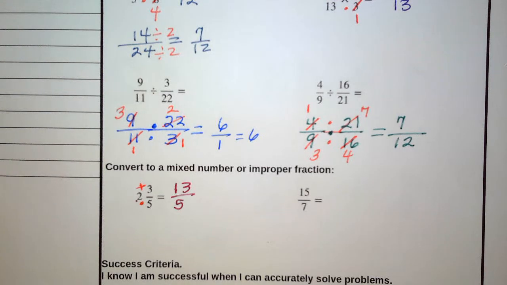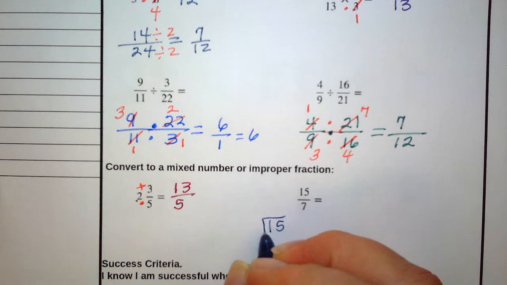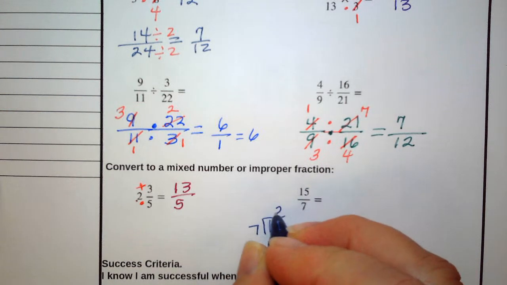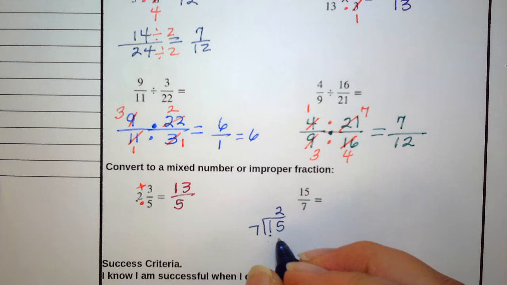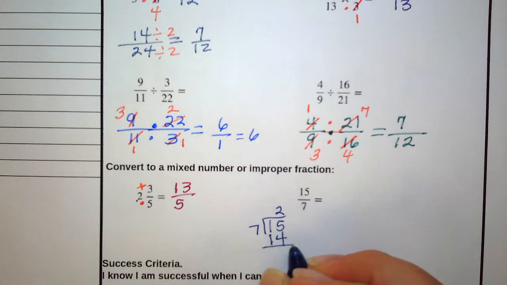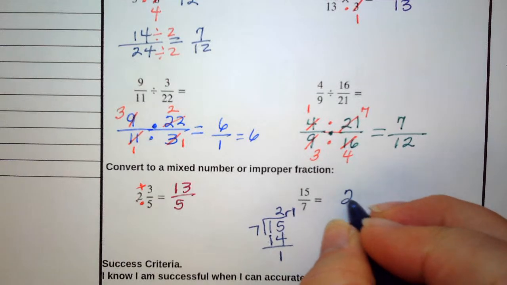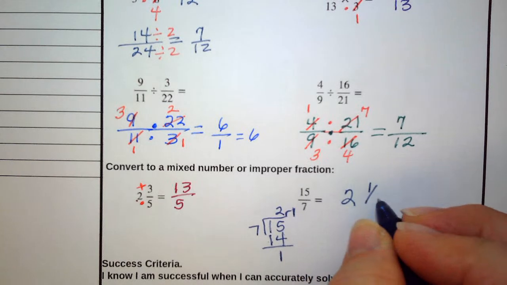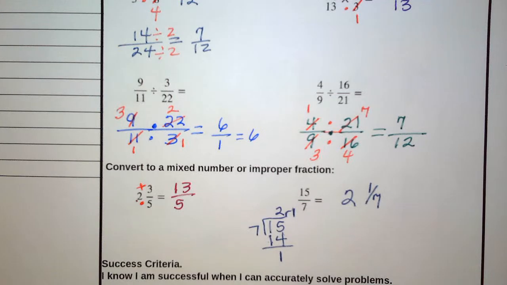15 sevenths. I have to divide it out. 15 divided by 7 gives me 2. 7 will not go into 15, but it will go into 14 evenly 2 times. 2 times 7 is 14. I've got that remainder of 1. So this becomes 2. My remainder is my numerator, 1 over 7. And we're done.